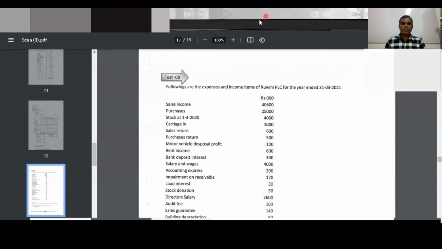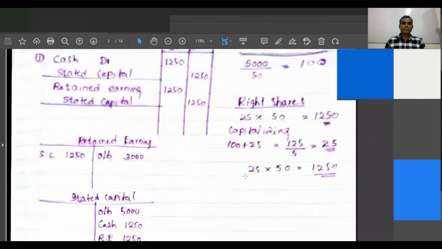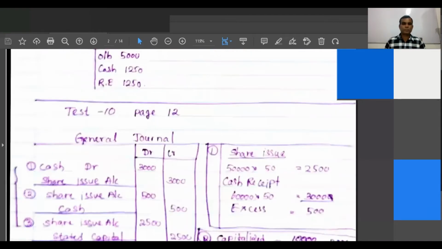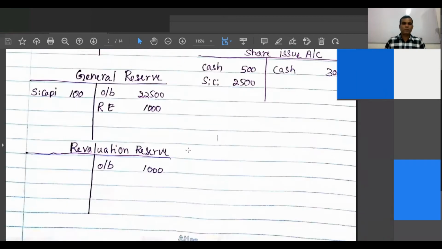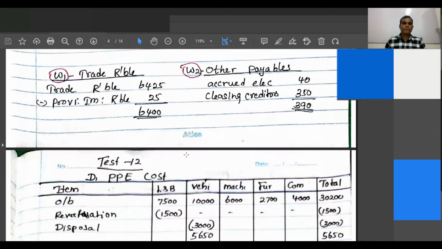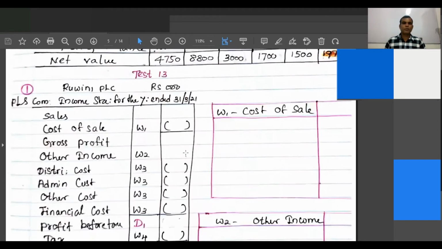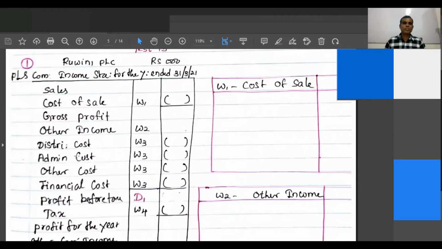Let's get it. I'll show you another part of that. Here I'm showing you my handwritten note on that. Look at this. Now this is Rovini PLC. This is how you have to prepare the format of an income statement of a company. Now I'll describe it while drawing it up.